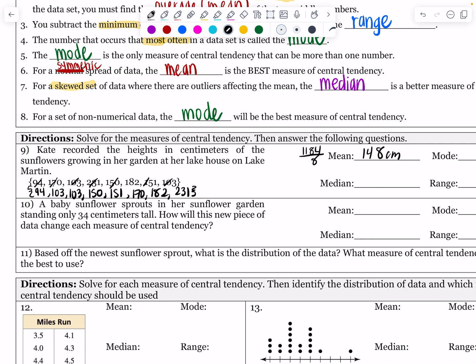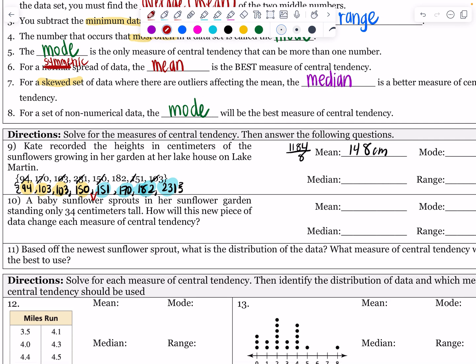What is the median? Let's go ahead and color code. I have 8 values, so 1, 2, 3, 4 will be on the left and 1, 2, 3, 4 will be on the right. And so what's going to be the median? The median is going to be the middle of 150 and 151. So my median is going to be the average of 150 and 151, which gives me 150.5. That was 150 plus 151 divided by 2, since that was the average of those middle two.